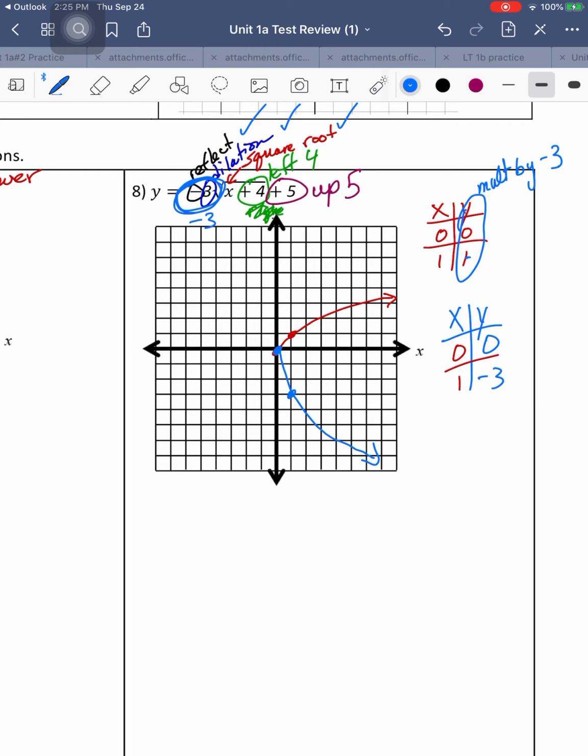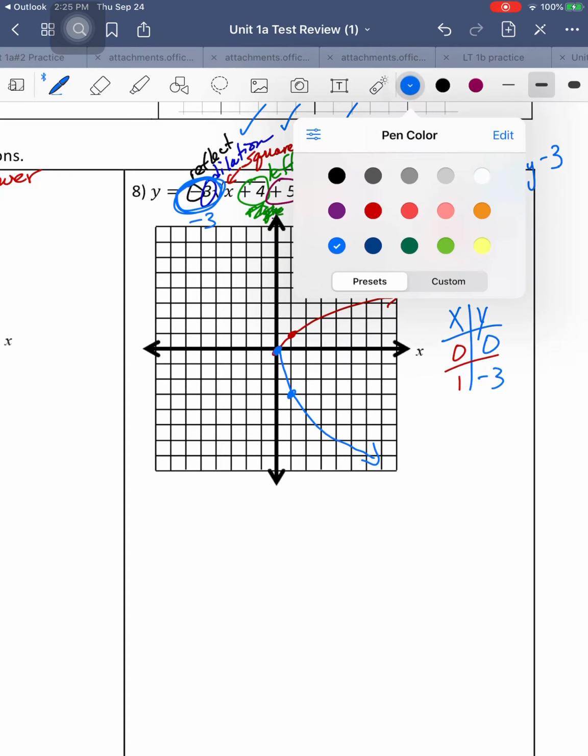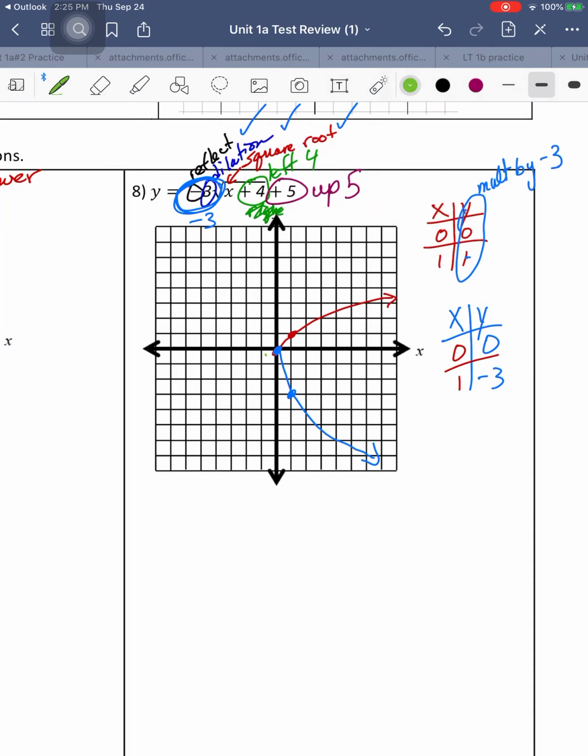We need to move the points now left and up. Doesn't matter the order you move them in. So we'll go left 4, 1, 2, 3, 4, left 4, 1, 2, 3, 4, and then we got to go up.